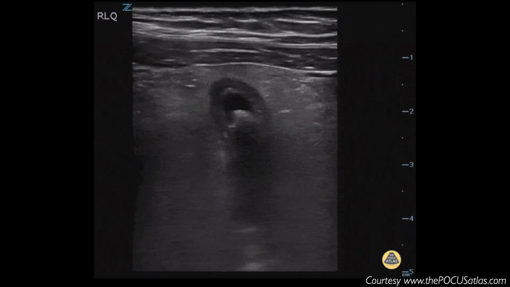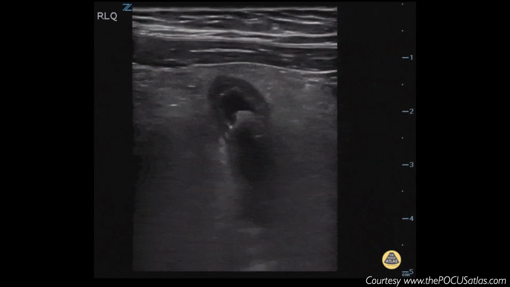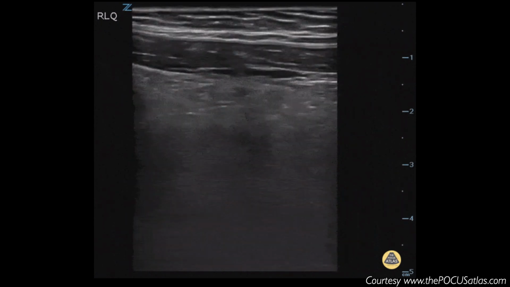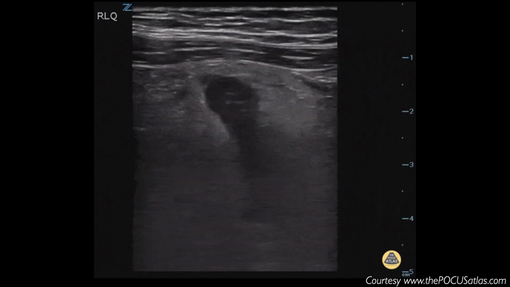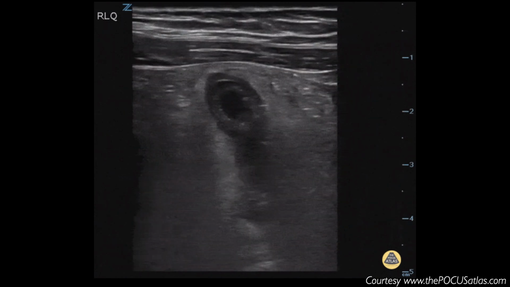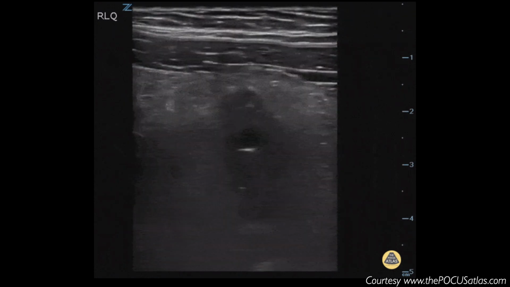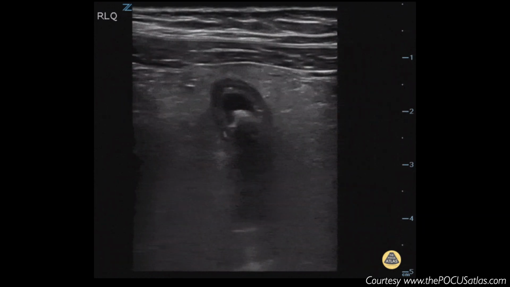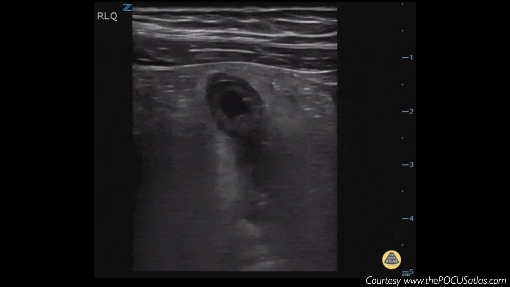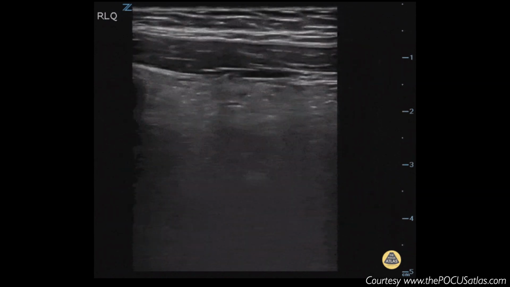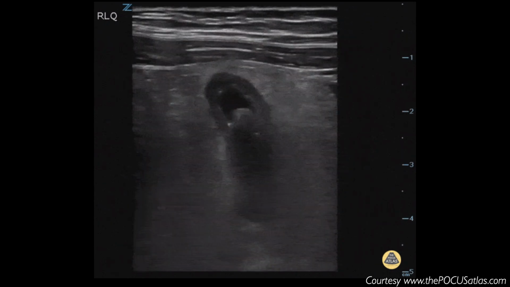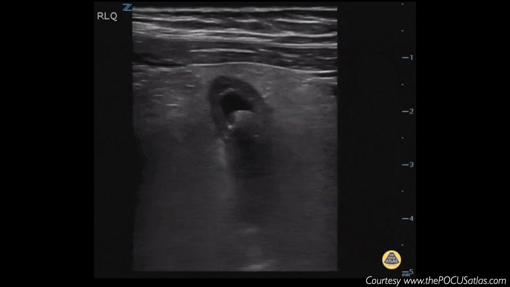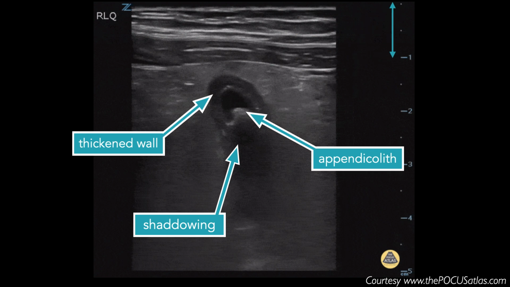In this transverse view of the appendix, we're seeing some findings that we haven't seen in the previous clips. You'll notice a thickened wall, a hyperechoic area within the appendix with some posterior shadowing. You can also estimate that the diameter of the appendix is approximately 1 centimeter. These findings are all suggestive of appendicitis.